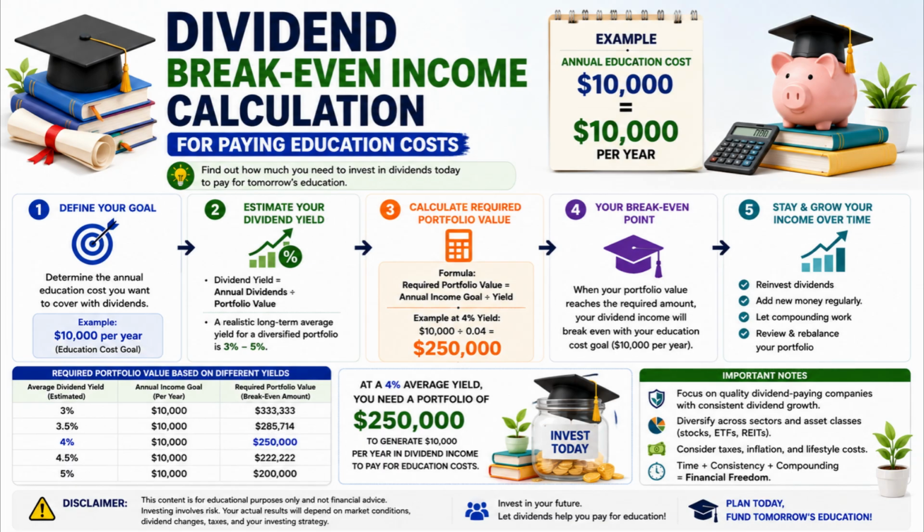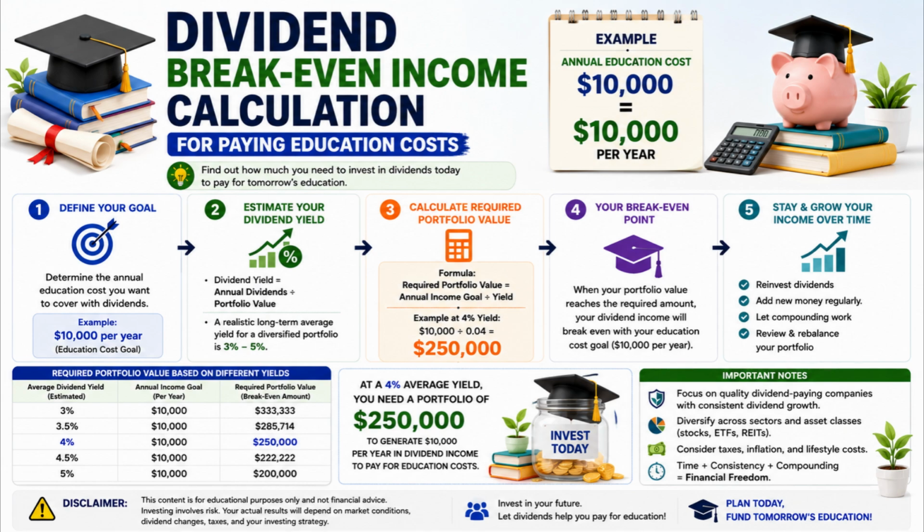Next, you need to estimate your dividend yield. Dividend yield shows how much dividend income your portfolio pays compared to the total value of your investments. The formula is annual dividends divided by portfolio value. For a diversified dividend portfolio, a realistic long-term average yield may be around 3% to 5%.